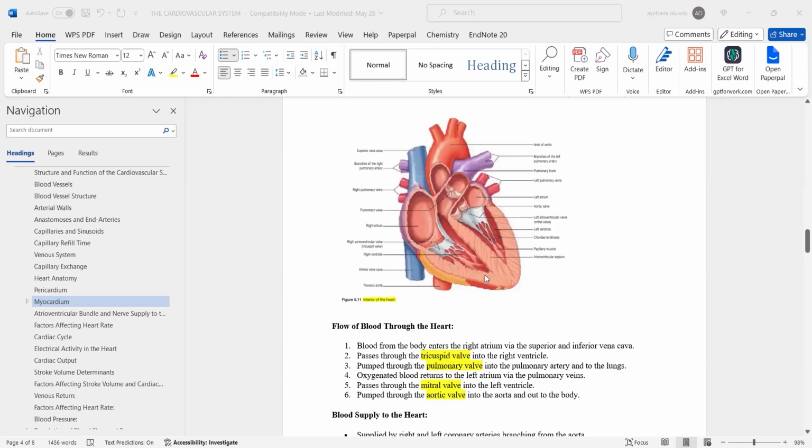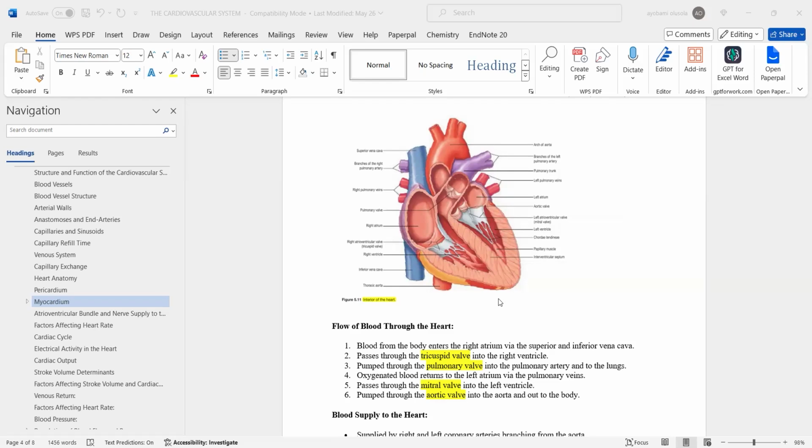And I believe by now you know how the blood is circulating. So who can tell us how blood circulates using this picture of the heart? Anybody? Anybody who wants to tell us? Anybody, please. I want to try that.